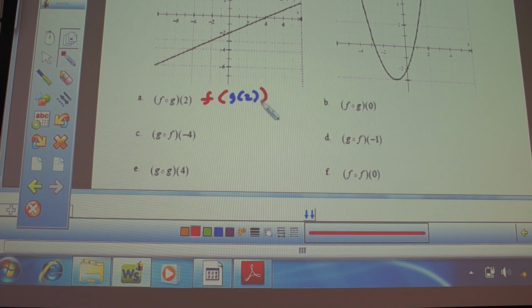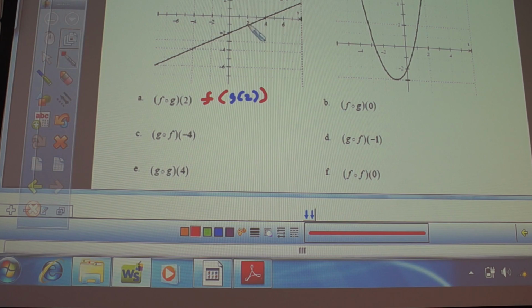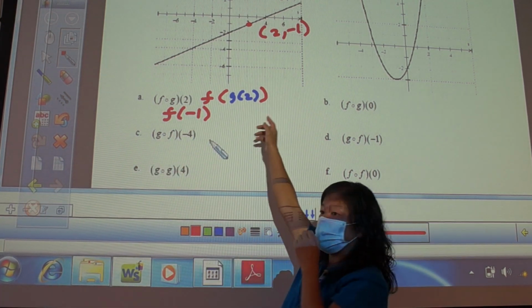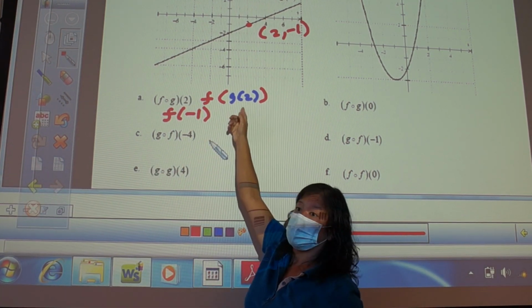What's g of 2? If I go to g first, here's my 2. What's my output? Negative 1. So everyone kind of following that? This is 2 comma negative 1. So an input of 2 gives me an output of negative 1. So this becomes now f of negative 1. I'm going to write that in between steps so I have it. Do you guys understand what I'm saying? So I'm going to write down what I want first in the easier notation, and then find this inside.